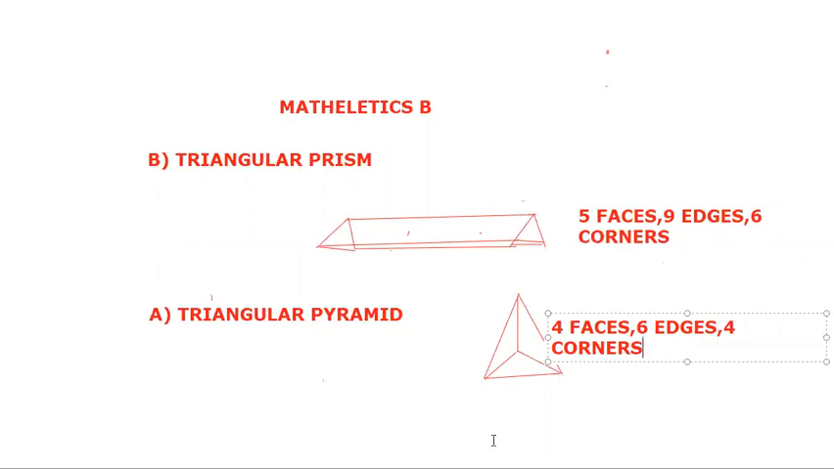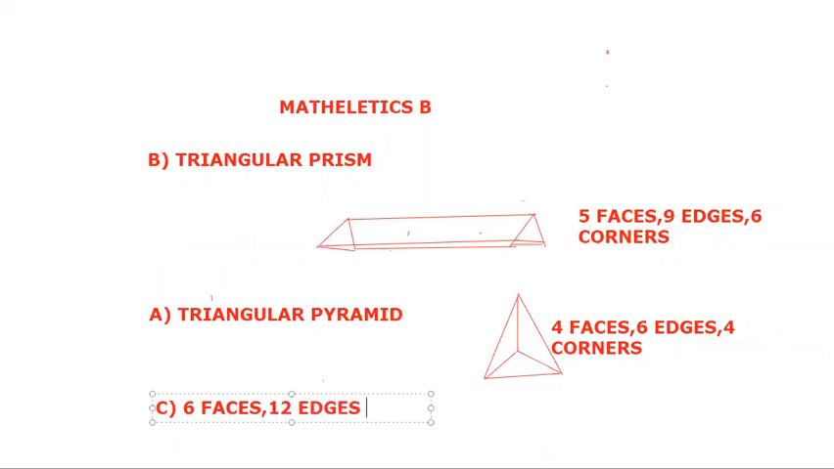And in case of number C, there is nothing special in it. In case of a cube, you know how many faces are there of a cube? 6 faces. How many edges? 8 edges. I'm sorry, 12 edges. And how many corners are there? There are 4 corners on each face, so there are 8 corners.